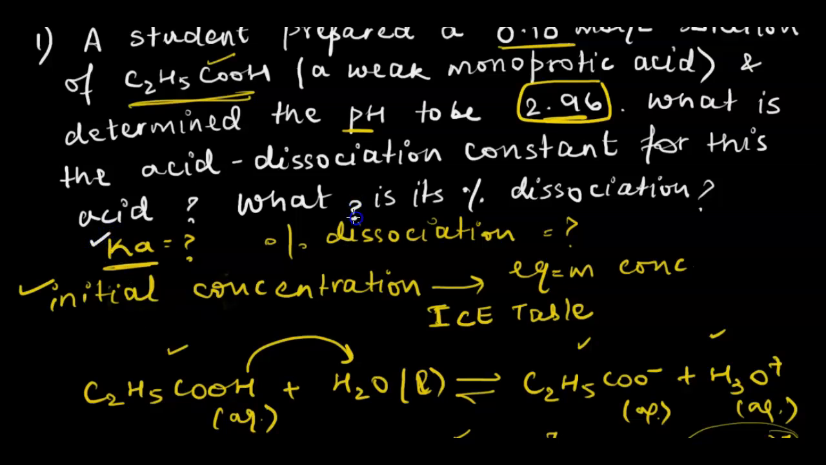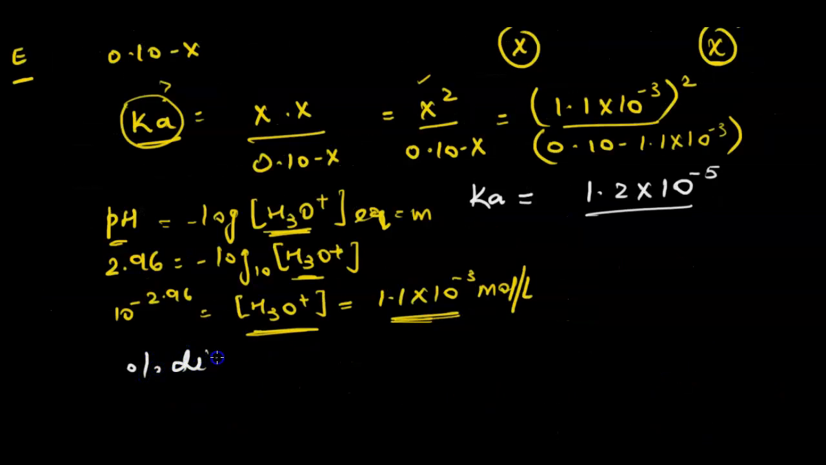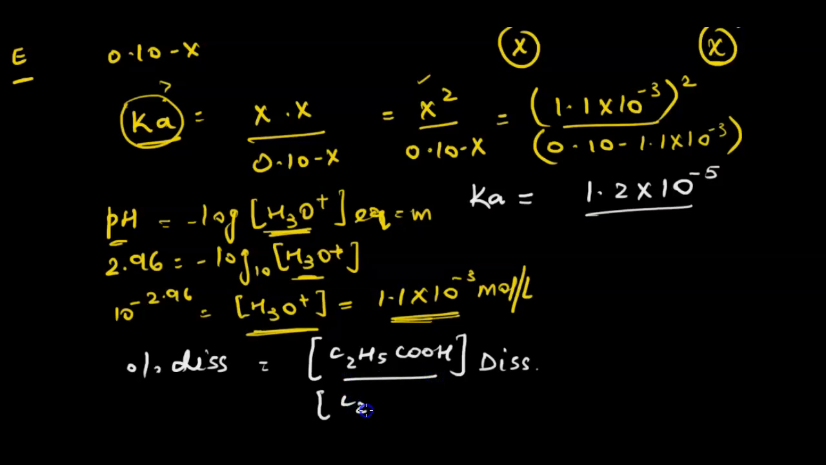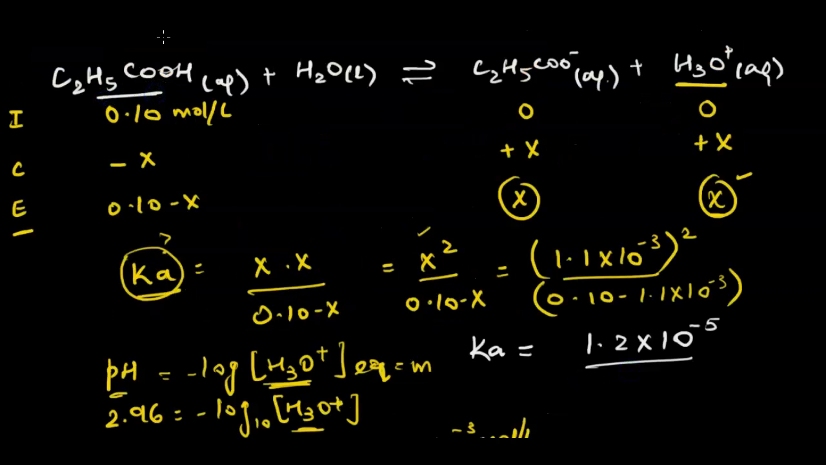Now we have to look for percent dissociation. We know the formula for percent dissociation is equal to concentration of dissociated acid, that is propanoic acid, divided by concentration of initial propanoic acid times 100. Now propanoic acid, when it dissociates, would give us propanoate ion, that is C2H5COO negative, or we can say when it dissociates, it gives us hydronium ions too.